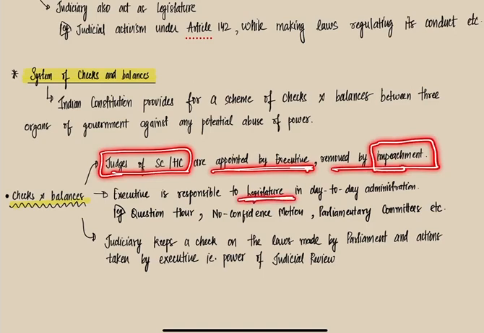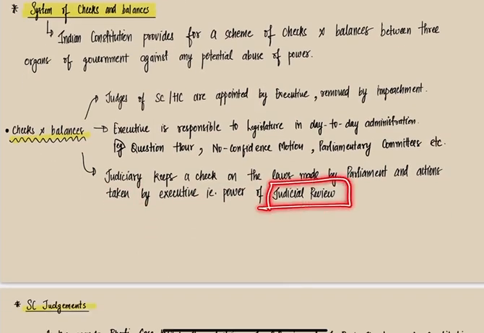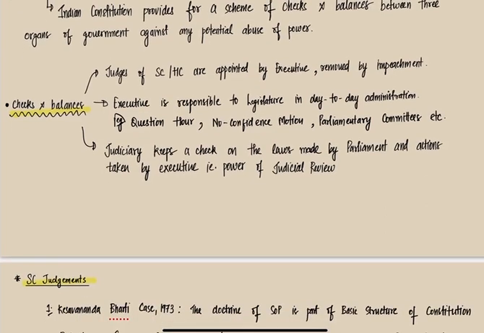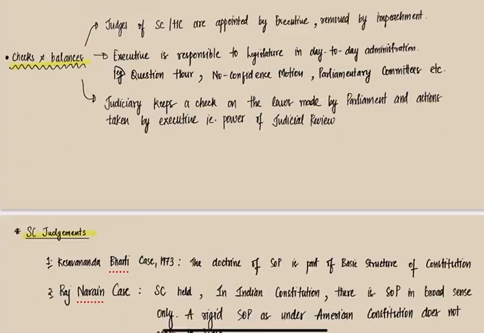Similarly, legislature also keeps a check on executive. How? By question hour, no confidence motion, parliamentary committees, etc. And also we know that judiciary keeps a check on the laws made by the parliament and actions taken by the executive. This is nothing but the judicial review. This is how the system of checks and balance are provided in our Indian Constitution.